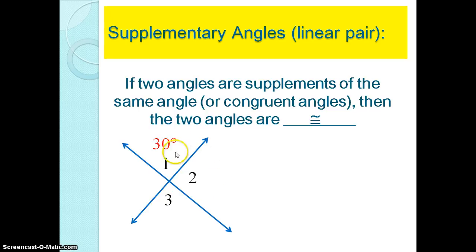So let's say that angle 1 was 30 degrees. That means that angle 2 would have to be 150 in order for them to add up to 180. Well, if angle 2 is 150, then angle 3 has to be 30 degrees. Notice that angle 1 and angle 3 are exactly the same. Not only are these vertical angles, they are supplements of the same angle. So angle 1 is supplementary to angle 2, and angle 3 is supplementary to angle 2. Anytime that happens, the two angles that are supplementary will be equal because they're supplementary to the same angle.